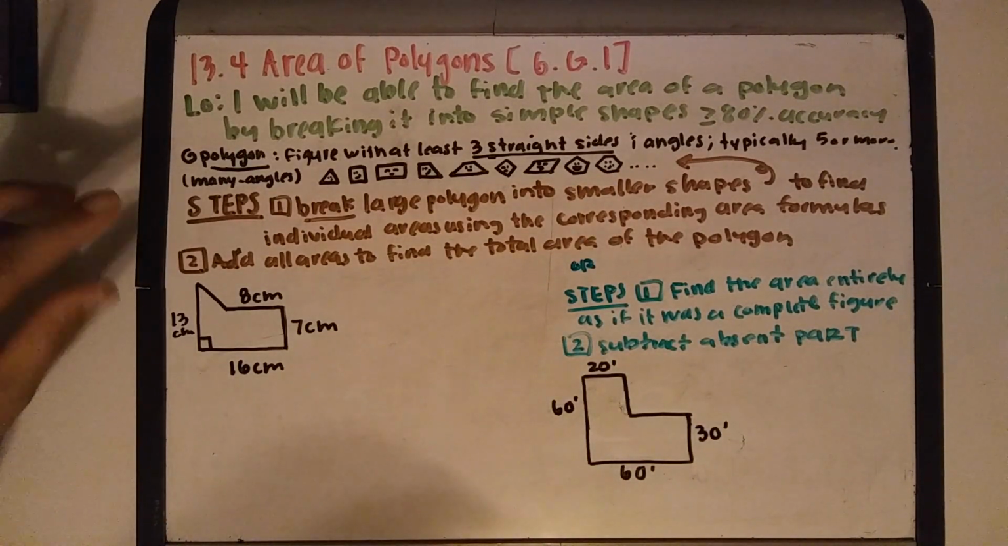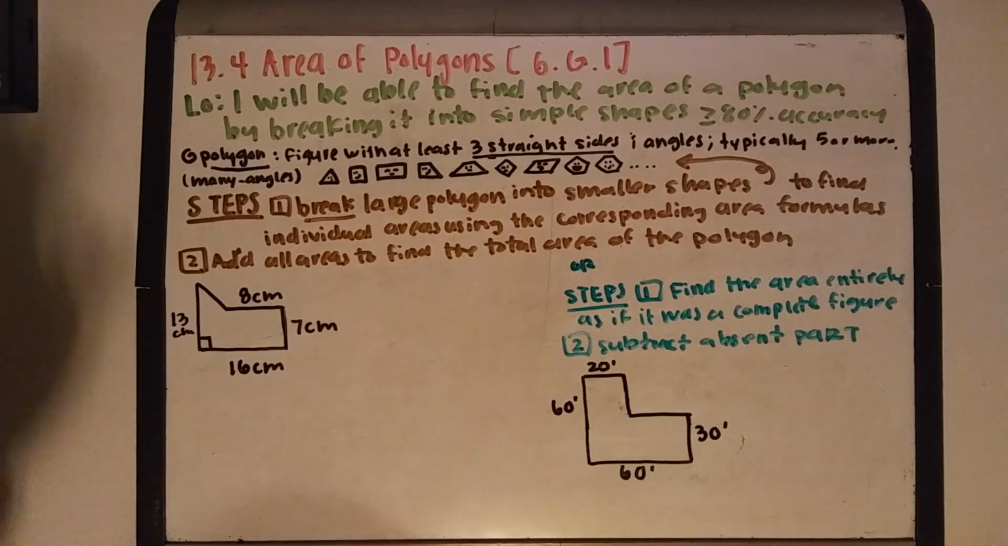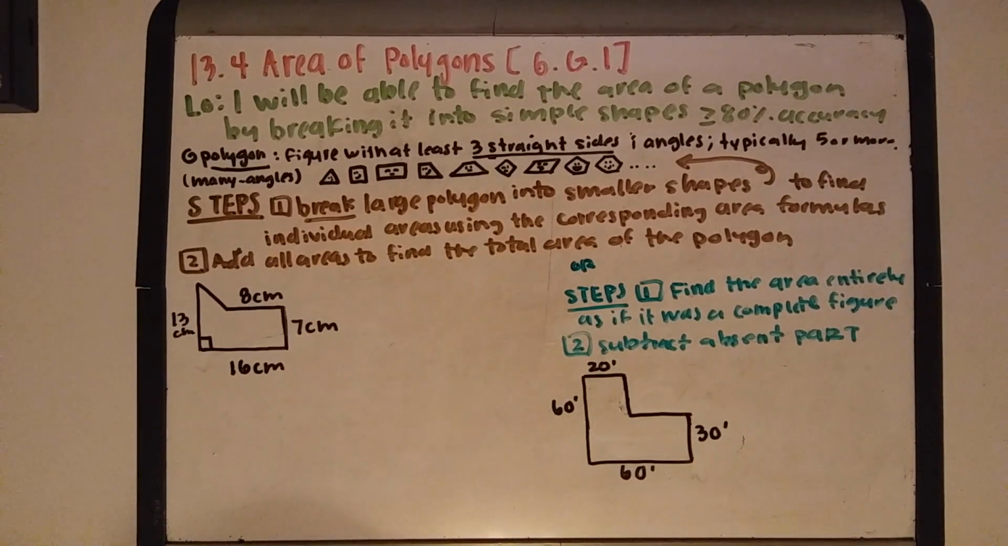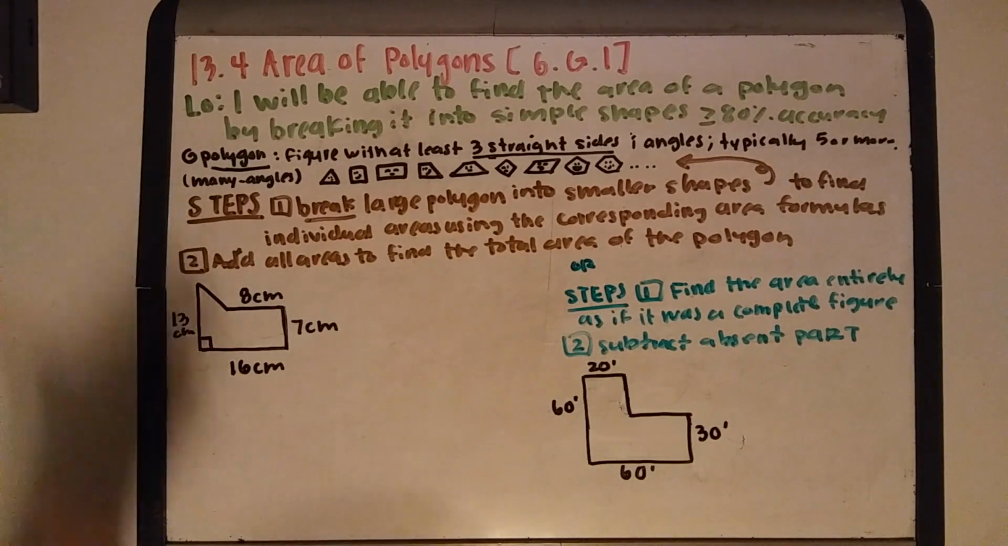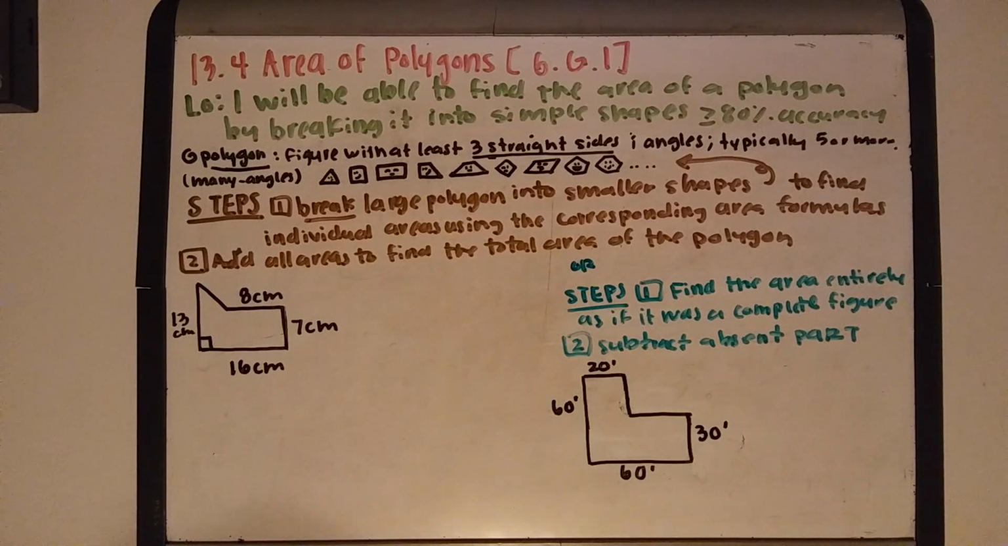So there are different ways to do it. I'll show you both ways, and then I'll give you one to do. In this case, we can do it 2 ways. The first option is to break the large polygon into smaller pieces, and then find the individual areas and then add them together. Make sure that you are using the corresponding area formula. So if you have a triangle, please make sure that you use the area formula for the triangle. If you use the one for a rectangle, you're going to get it wrong. Okay, and then you add them all together to find the total area.